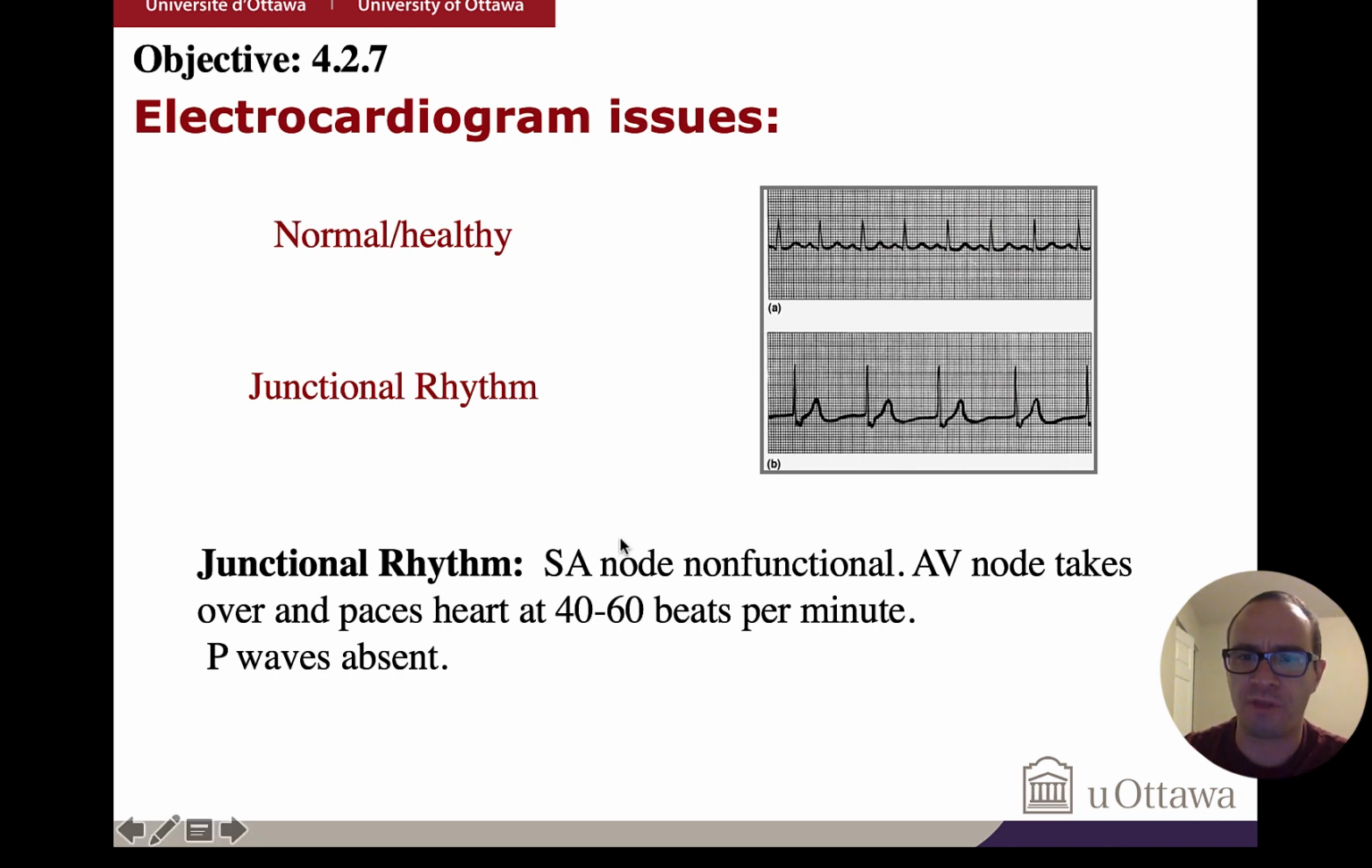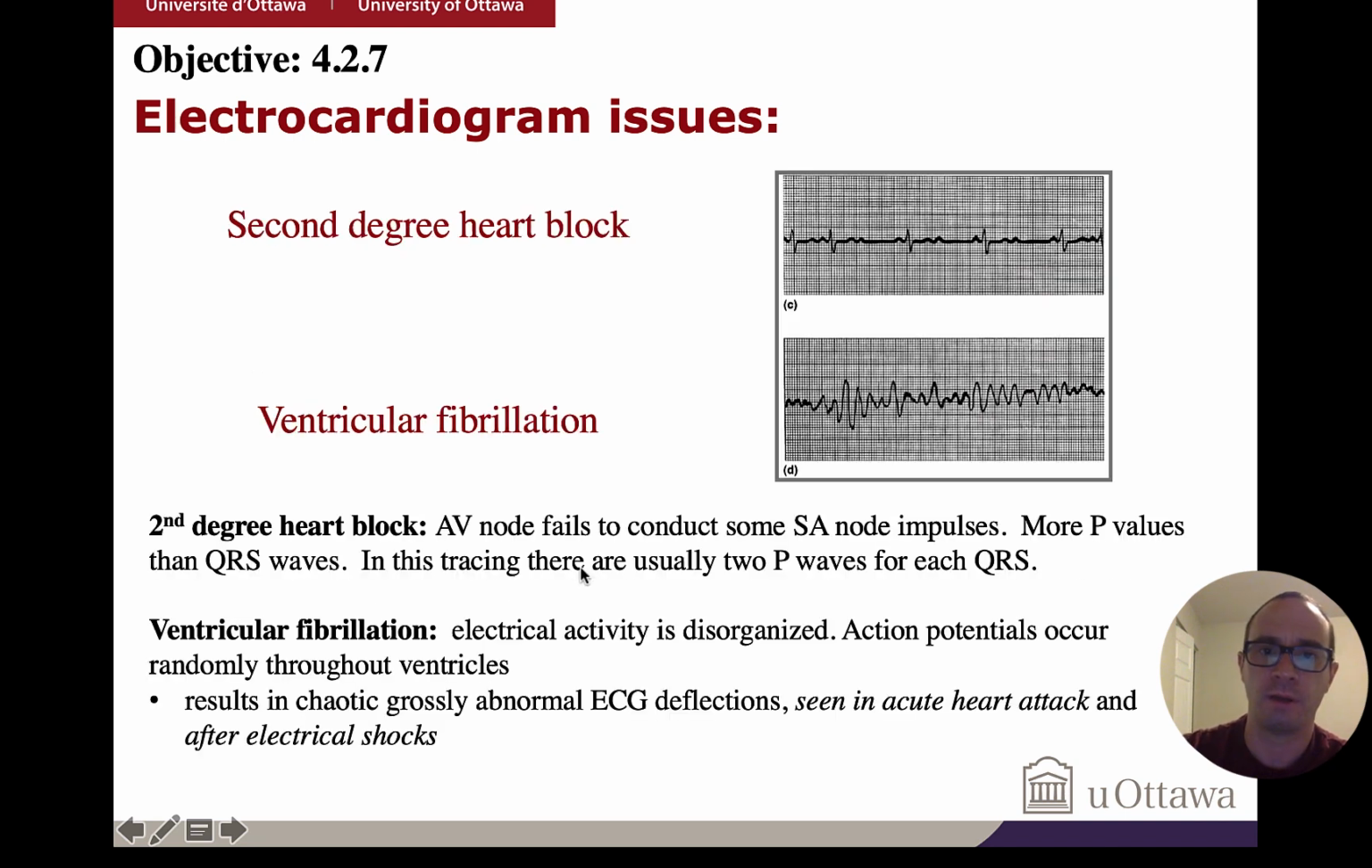But one thing that can go wrong is that your SA node doesn't function properly. Okay, and this is what's called a junctional rhythm, and here the defining feature is the absence of that P wave altogether. And you're still okay in this situation. The AV node can actually take over and it can pace the heart on its own, but it's not as good. And so really there you're only looking at about 40 to 60 beats per minute. And so this can actually be fixed with an artificial pacemaker implanted into the heart.